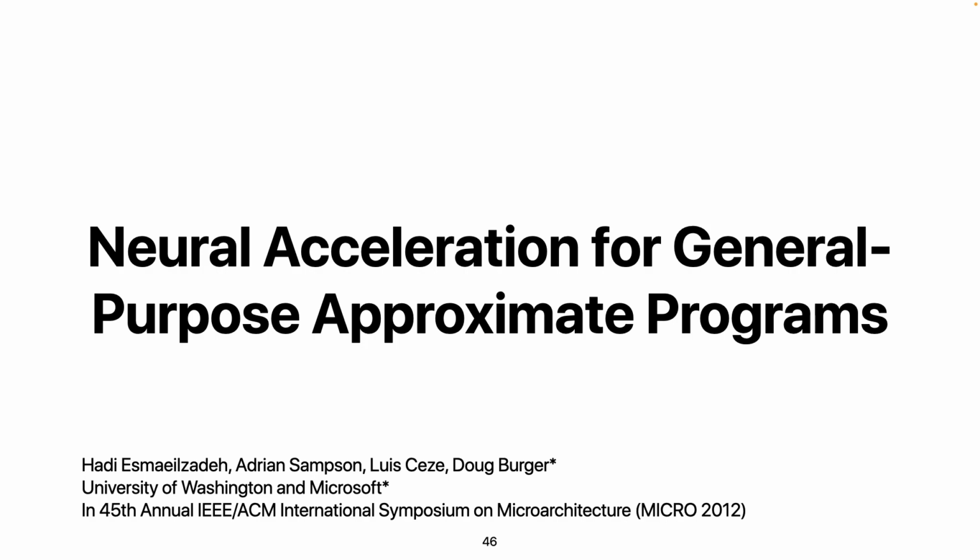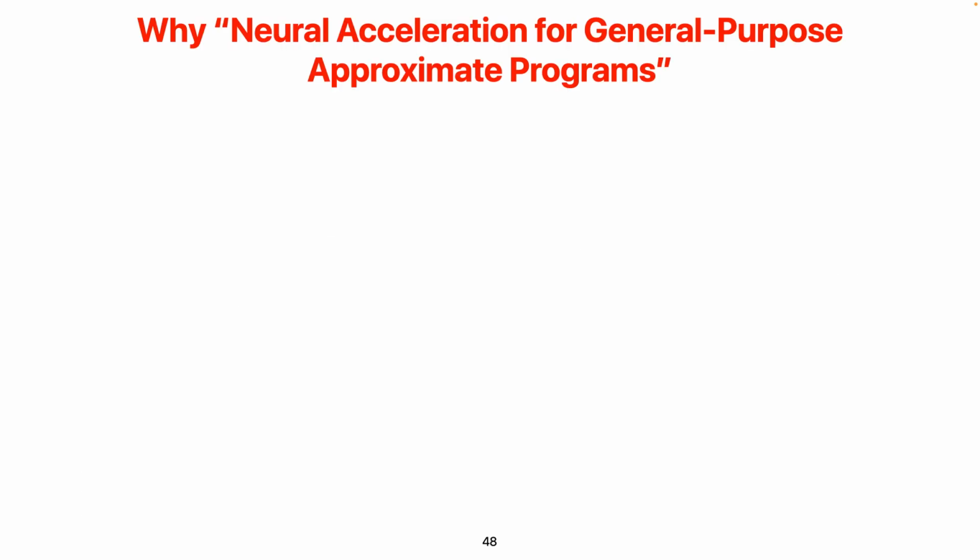Maybe we can take a look at the paper to figure out the why of neural acceleration for general purpose approximate programs. So when we read this paper, where can I find the why of this paper? Abstract, okay. So what did you learn from the abstract? In order to get better performance and efficiency nowadays, you have to use specialized hardware. Specialized hardware isn't really being used to accelerate general programs. Okay, they are not general, right? What else? You can take advantage of approximations. Okay, you guys really get a why.